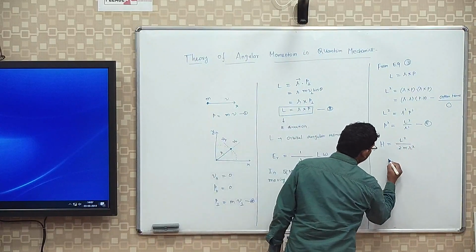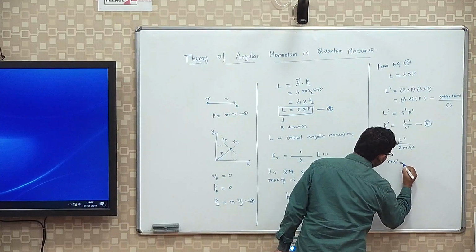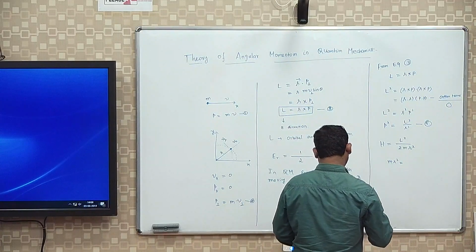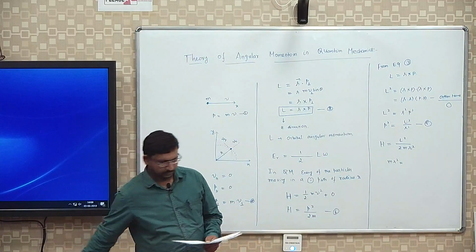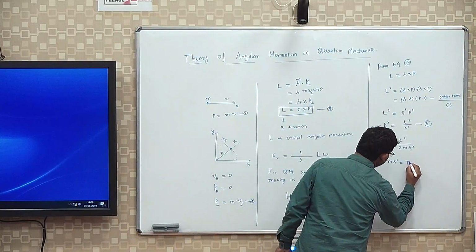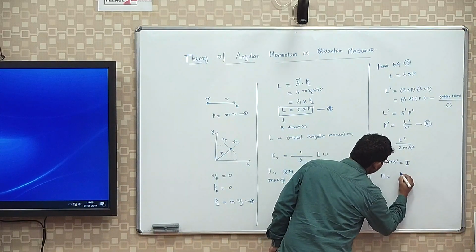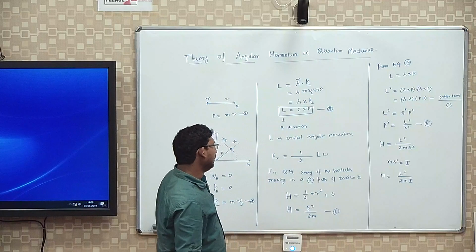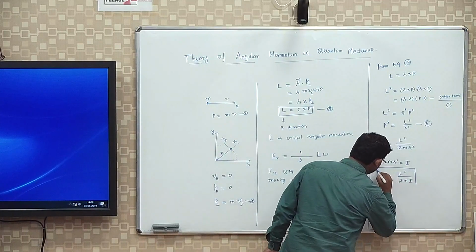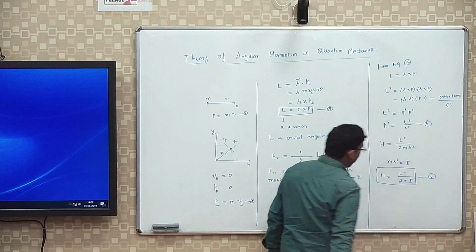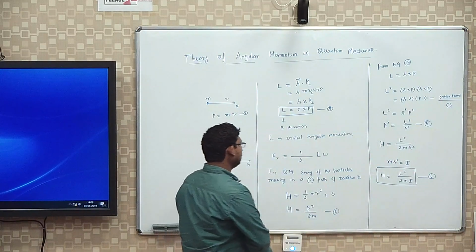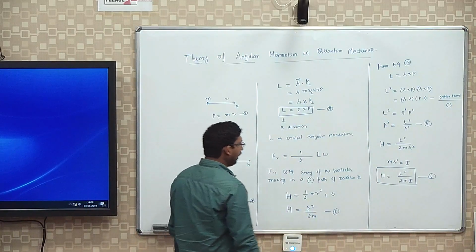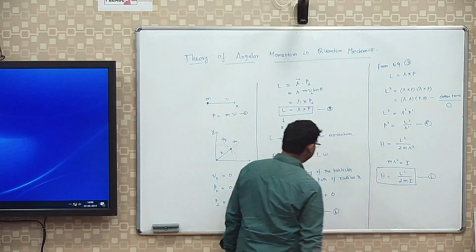Here mr squared is nothing but the moment of inertia, I. So H is nothing but L squared divided by 2I. This expression number 6 is clearly telling us that the angular momentum of the quantum particle is also associated with the Hamiltonian.